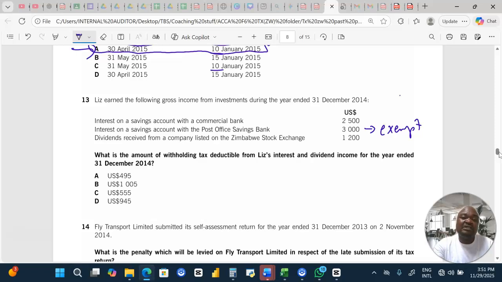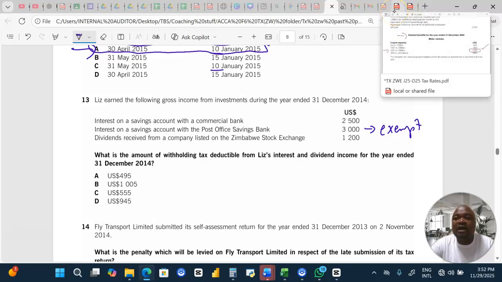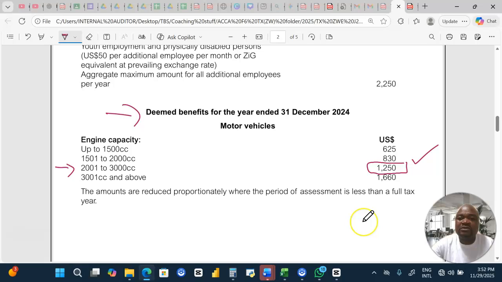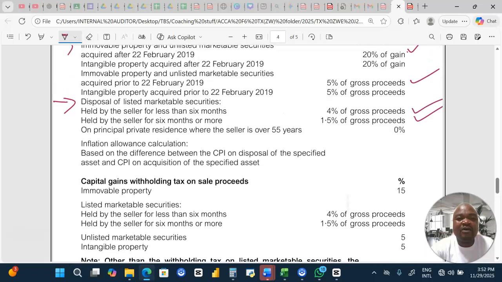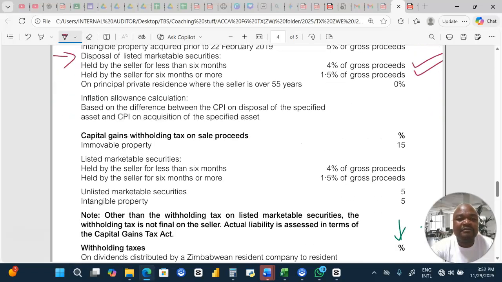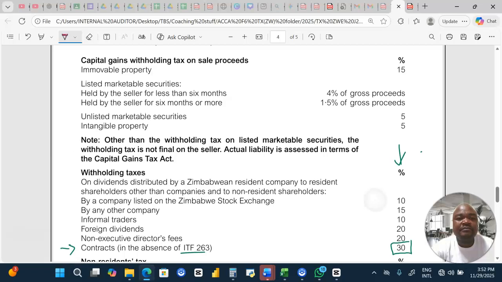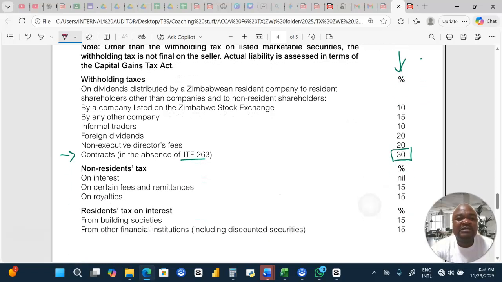So what is the amount of withholding tax deductible from lease, interest, and dividend income for the year ended 31st December 2024? Okay, so the applicable rates are given in the tax tables, ladies and gentlemen. Let's start with the interest on savings account. How much is to be withheld? So we go to the withholding tax tables. Everything is given by our lovely examiner.